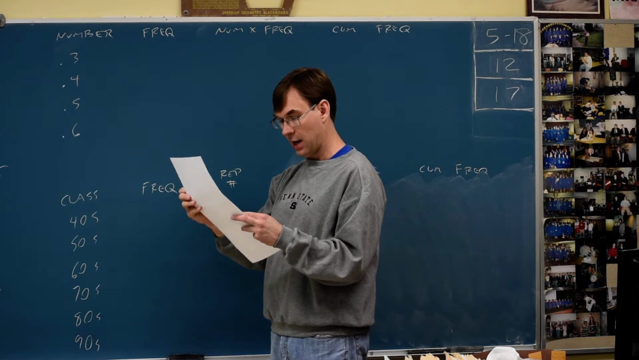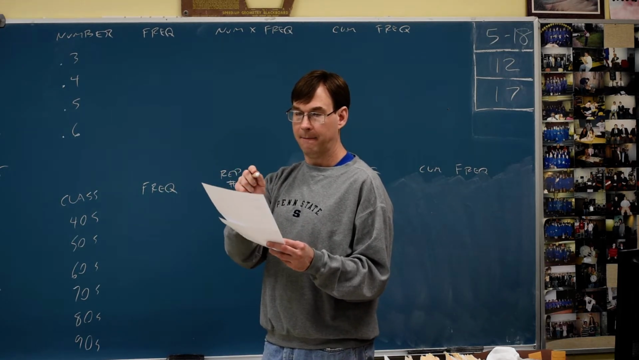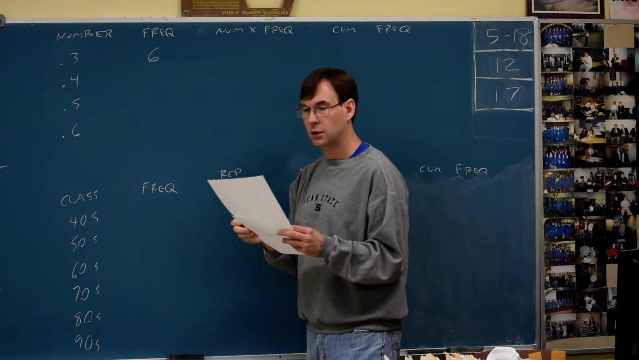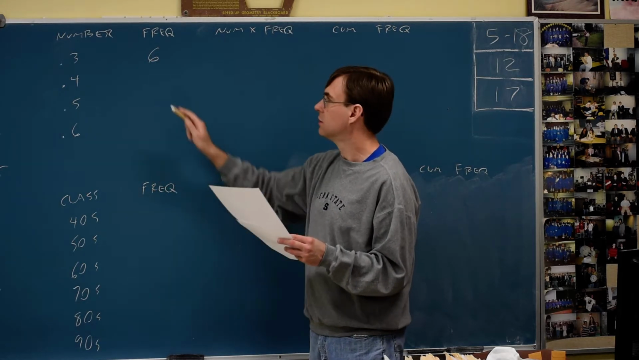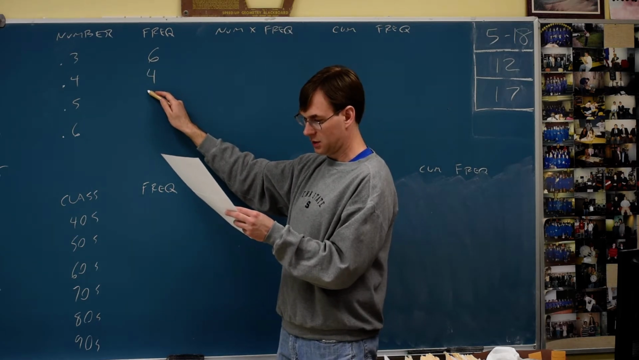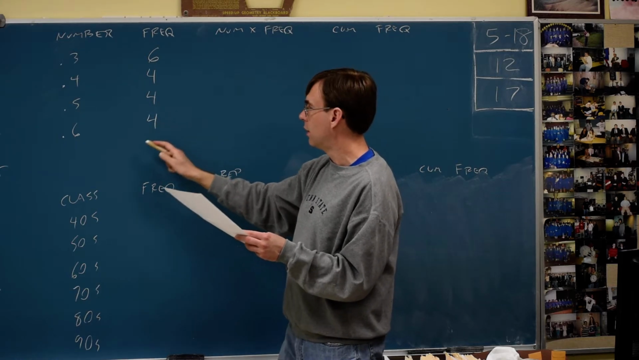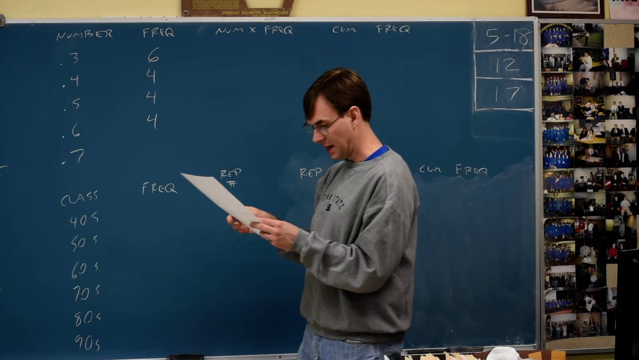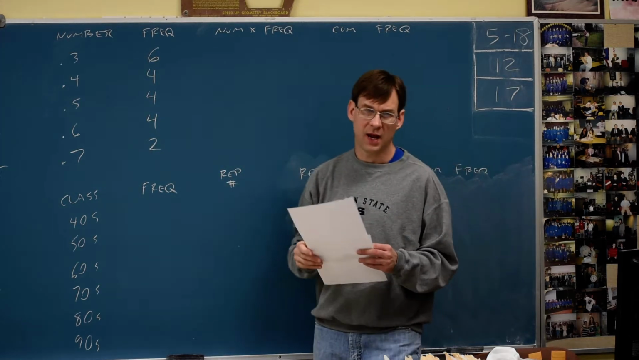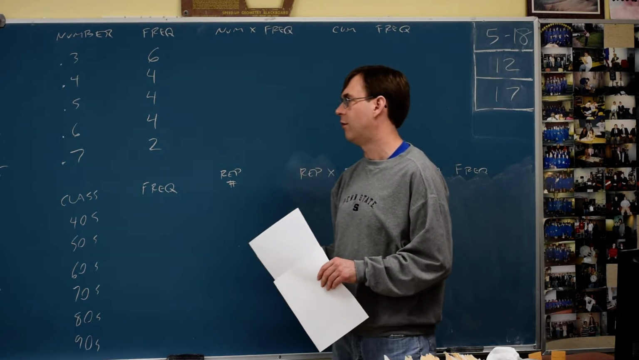So we'd have to count how many 0.3s there are. You go through, you count them up, and there's going to be 6 of those. 0.4s, there's going to be 4 of those. 0.5s, there's 4 of those. 0.6s, there's 4 of those, and I forgot a second, there's 0.7s there too. There are 2 of those. Before you advance through the problem, I would make sure you have all the numbers accounted for.